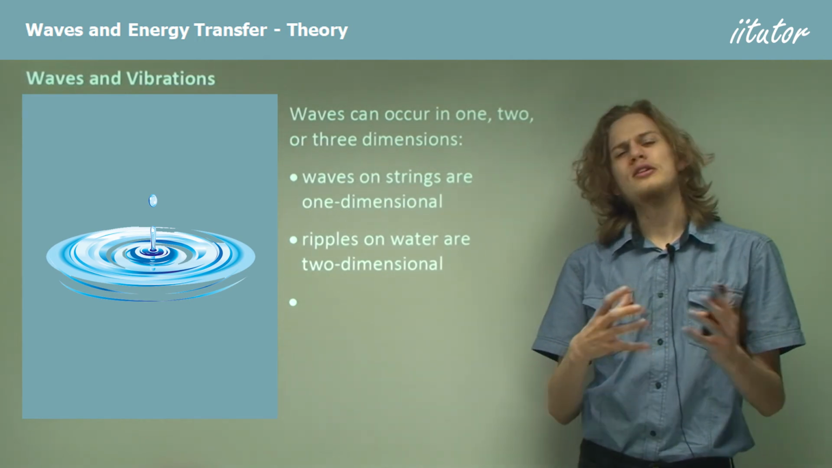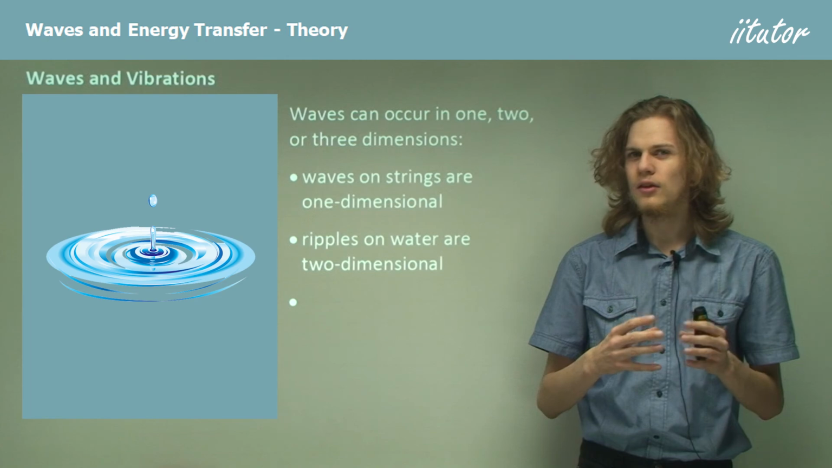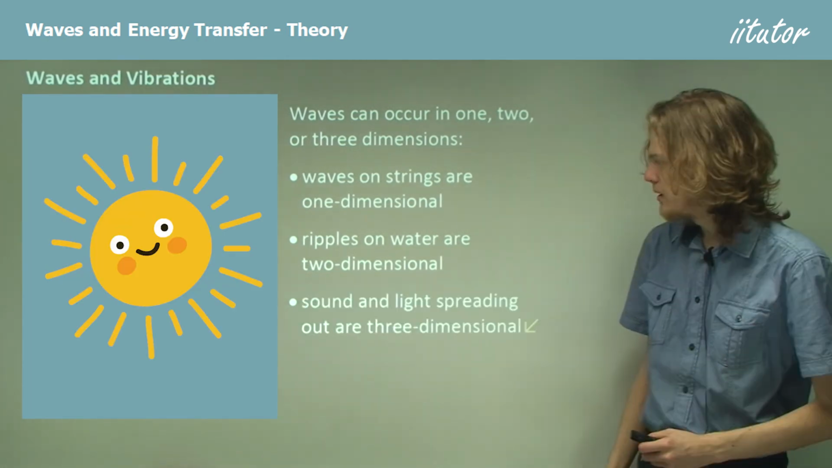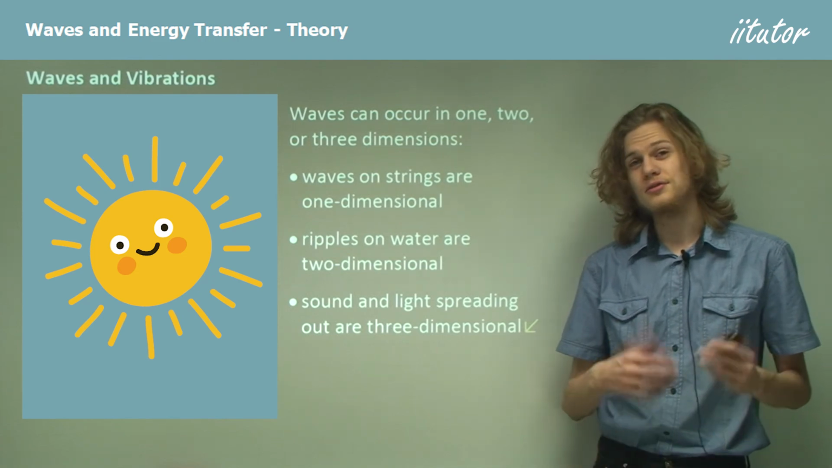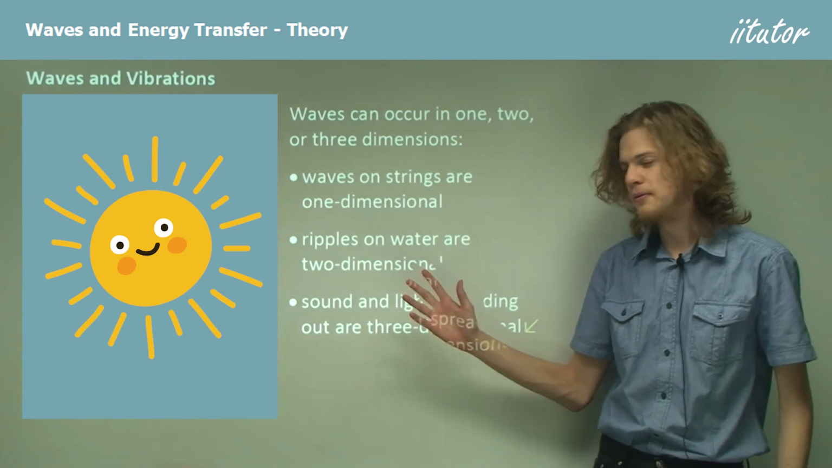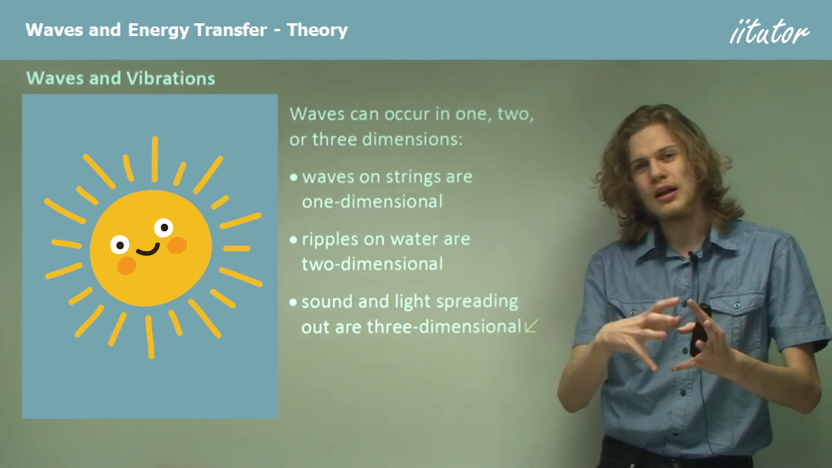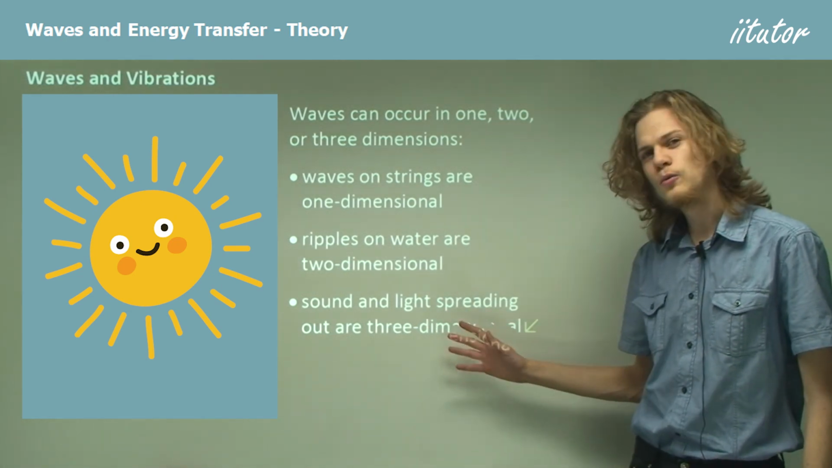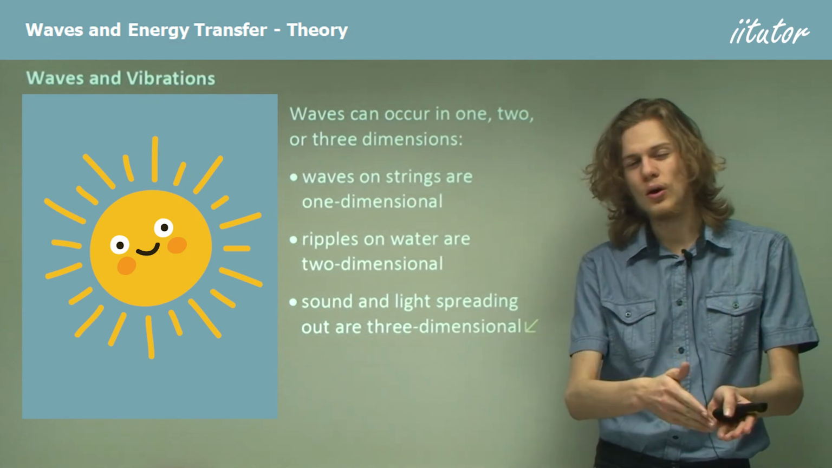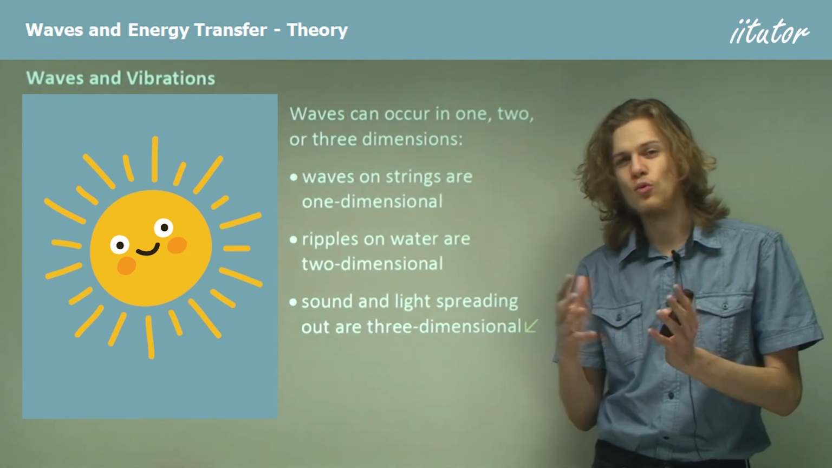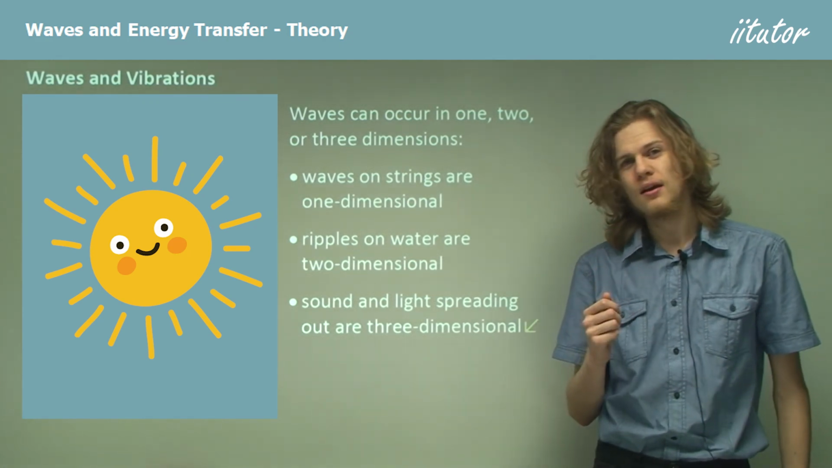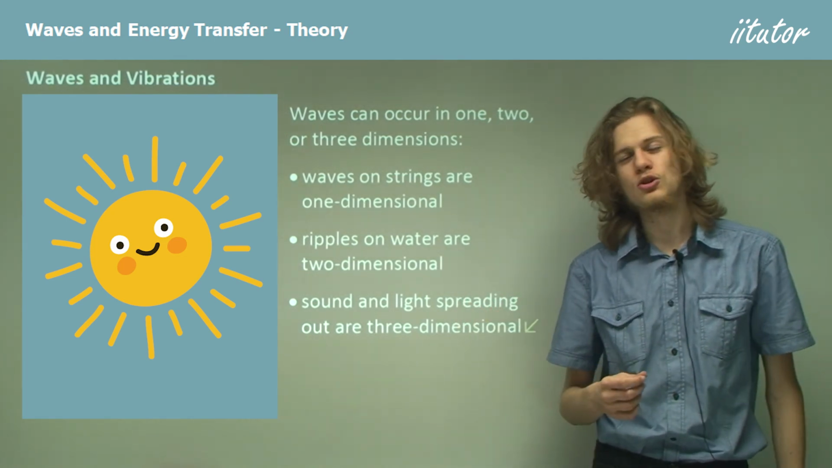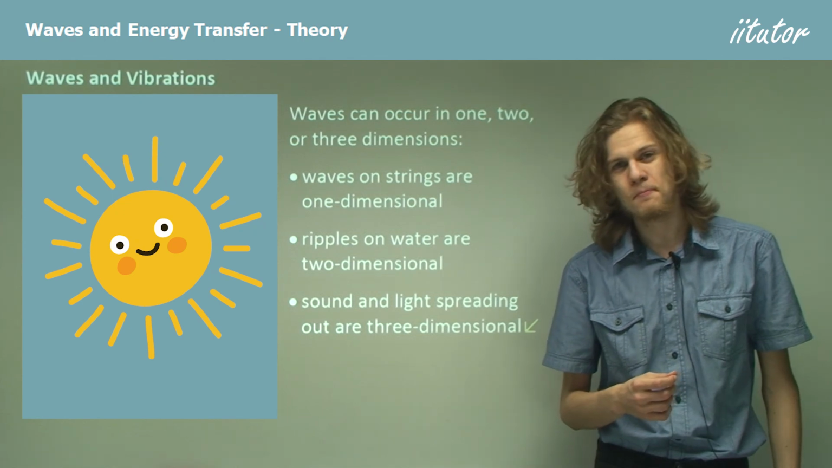So if a 2-dimensional wave looks like a circle, then what might a 3-dimensional wave look like? Well, you've guessed it, a sphere. So if we look at something emitting sound or light, like the sun, the light will spread out in 3 different directions. Make sense? Sound works as well. If something makes a noise, then no matter where we're standing around it, we'll hear that noise. So that means that the wave is spreading out in all different directions. And so it's a 3-dimensional wave.